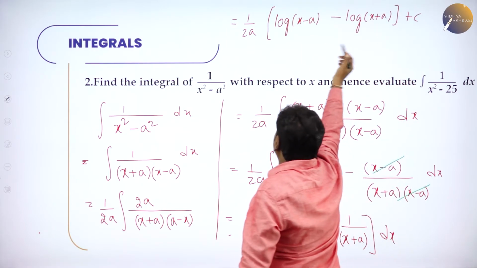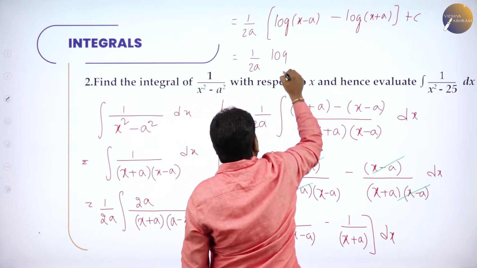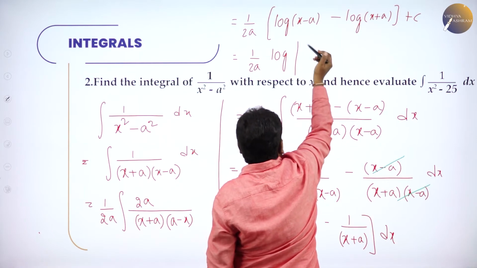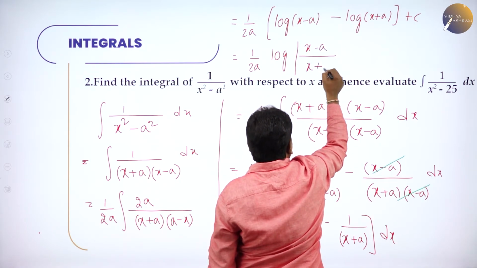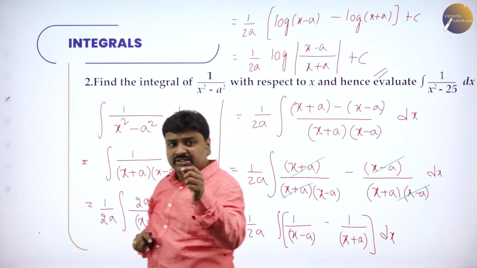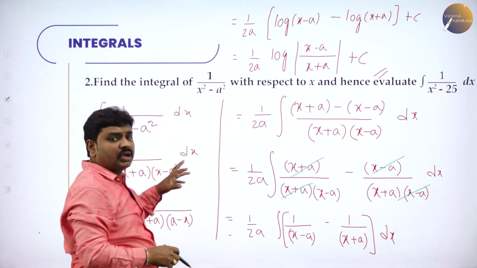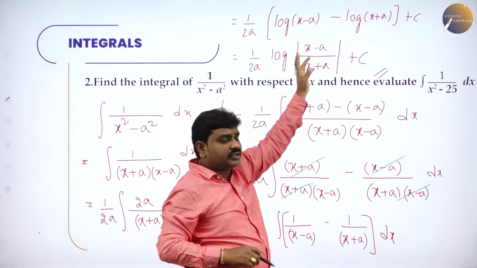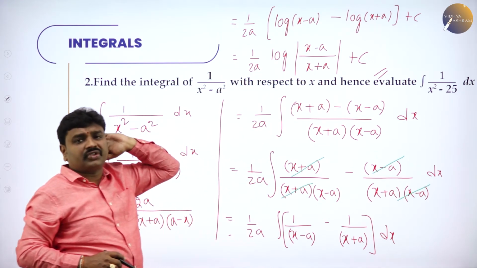Now you know log a minus log b. What is log a minus log b? Log a minus log b is log of a by b. That is log of x minus a in numerator divided by x plus a in denominator, plus c. That's it. See here, the answer is again the same, 1 by 2a, log of factors. What are the factors? x plus a, x minus a, but first minus comes, then plus comes. 1 by 2a, log of x minus a by x plus a.